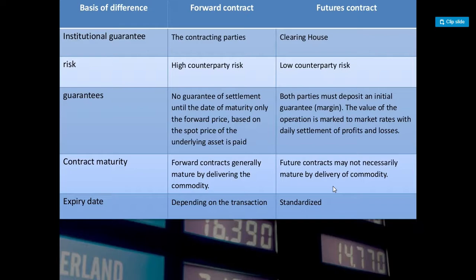So next is contract maturity. Forward contracts generally mature by delivering the commodity, whereas future contracts may not necessarily mature by delivery of a commodity. It takes time because three parties will be involved, so it is not necessary that they mature on time. The expiry date depends on the transaction, whereas in the future contract it is standardized.